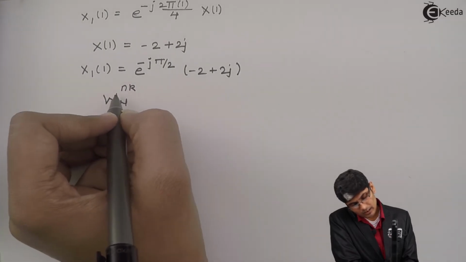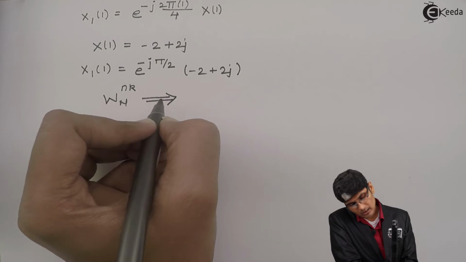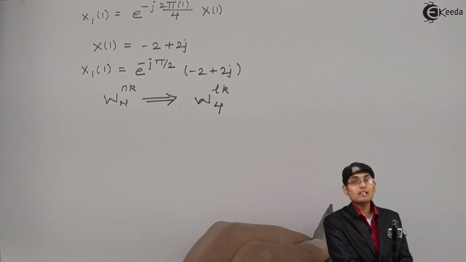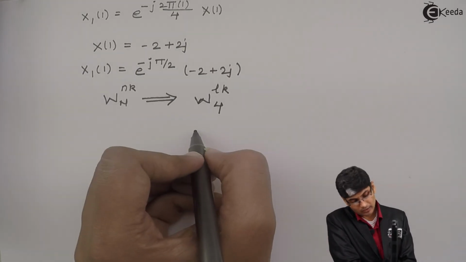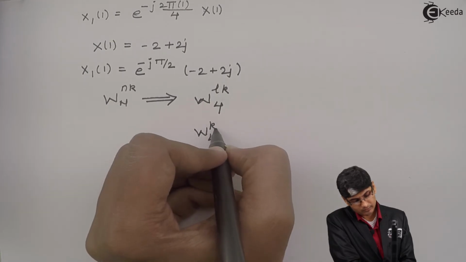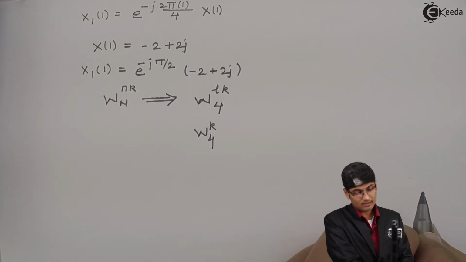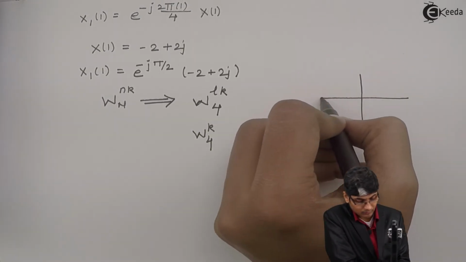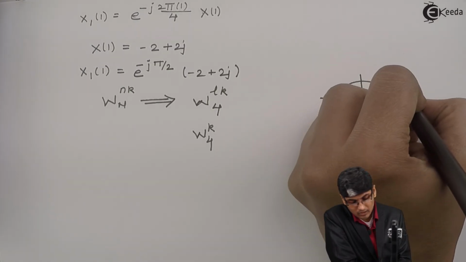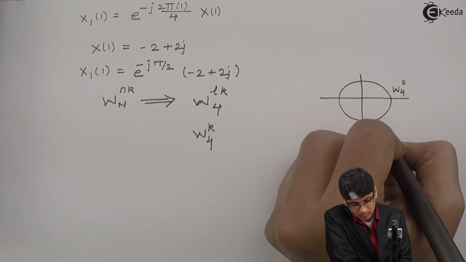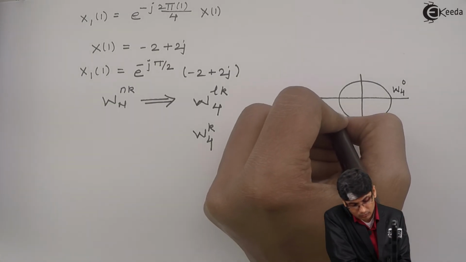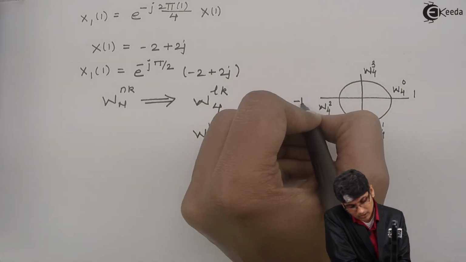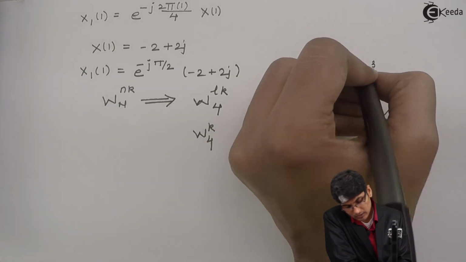Now, if we remember the fact that this is the same as W N raised to nk, instead of N, I have W 4 raised to Lk. Now, L is fixed over here, L is 1 over here. So, we can write it as W 4 raised to k. And what is the value of k in this case? Value of k in this case is 1. So, let us plot the circle for this also. So, I have W 4 raised to 0, then W 4 raised to 1, then W 4 raised to 2 and W 4 raised to 3. This is 1, this is minus 1, this is minus j, this is plus j.